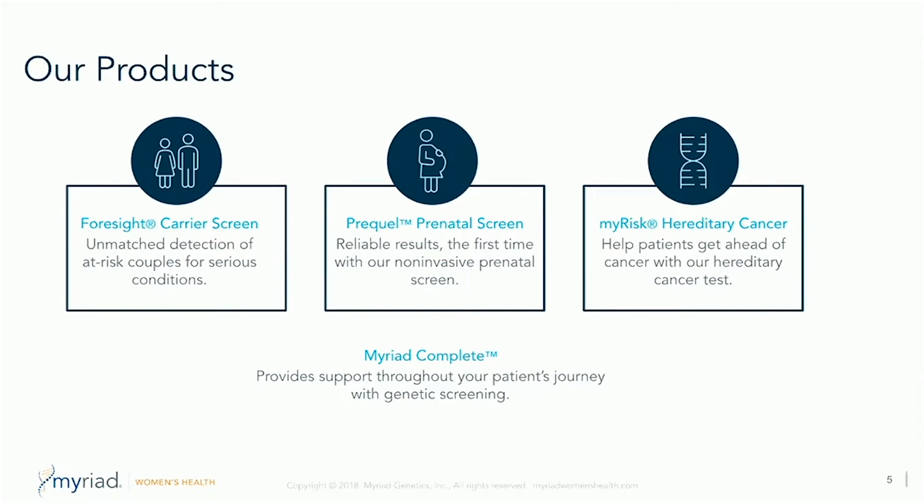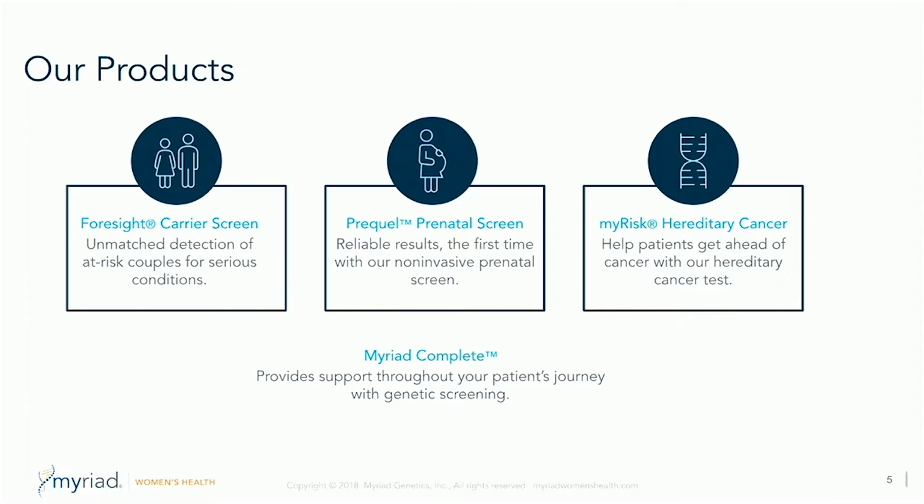From a product standpoint, we have 3 different products for delivering genomic information to patients at different stages of life. So our first test is our carrier screening test. This is for couples who are planning on getting pregnant and want to know if they are both carriers for a recessive disease. So we can screen for over 200 inherited recessive conditions, including cystic fibrosis, spinal muscular atrophy, and Fragile X.